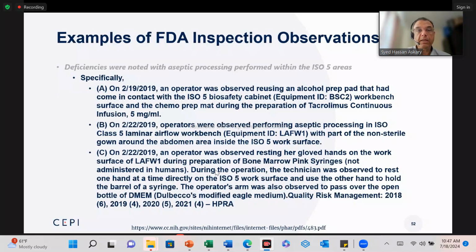Aseptic processing. So the FDA is, like I said, big on quality, quality systems management.